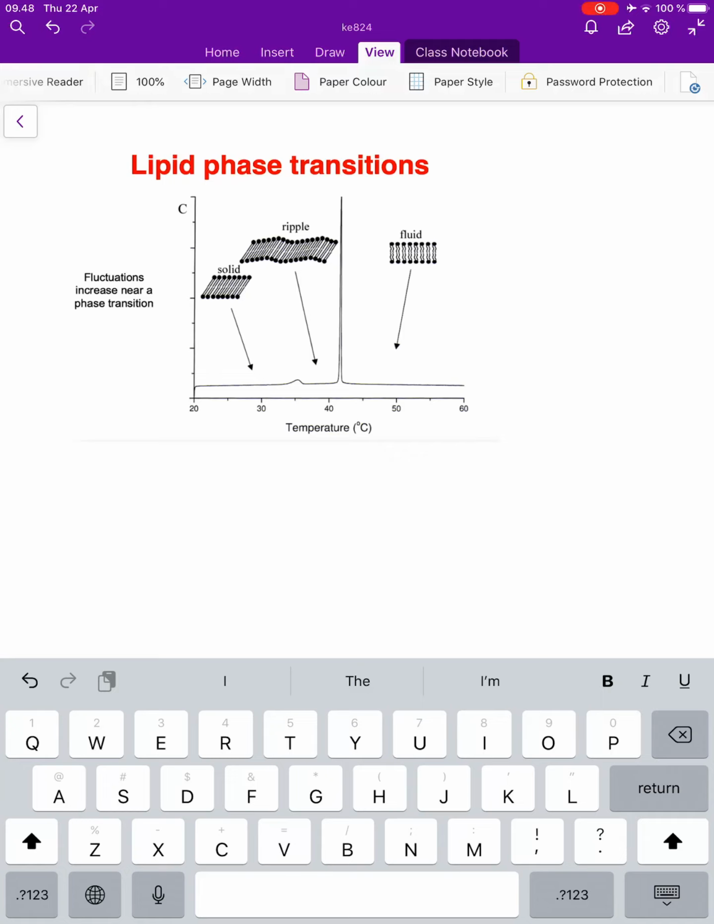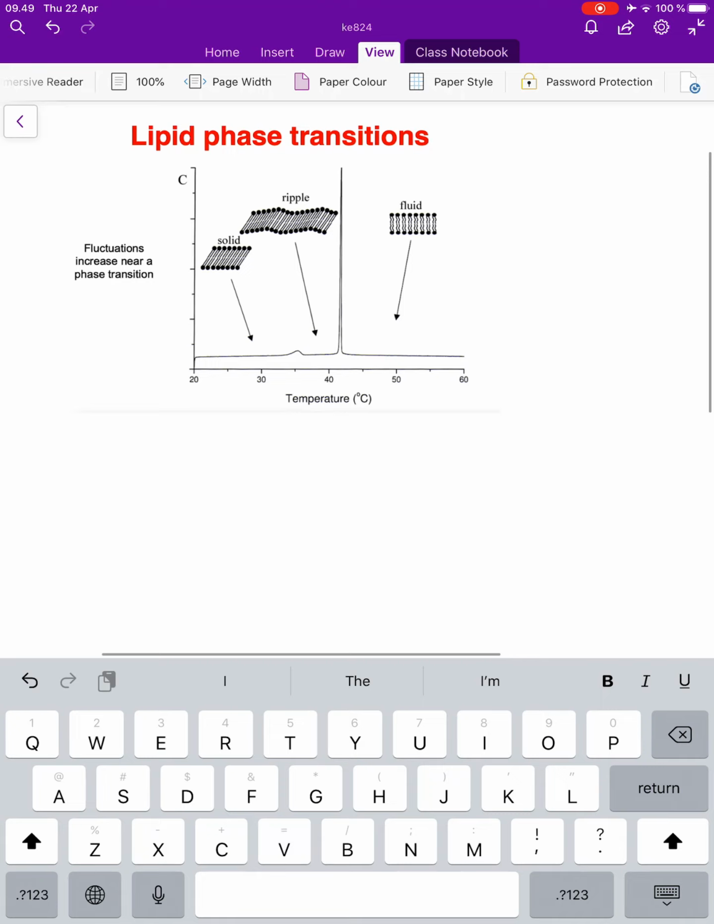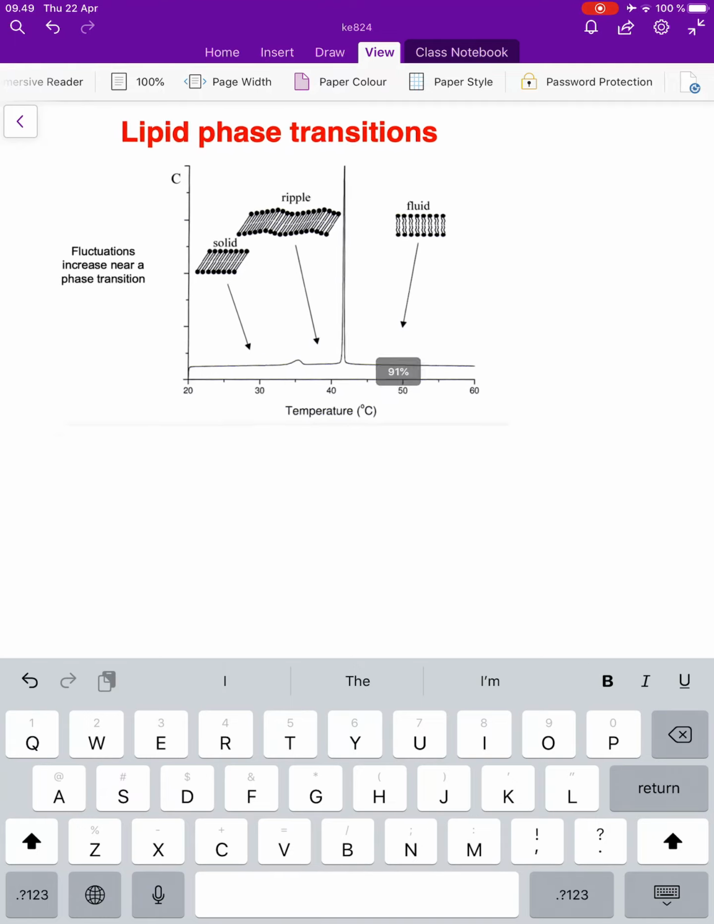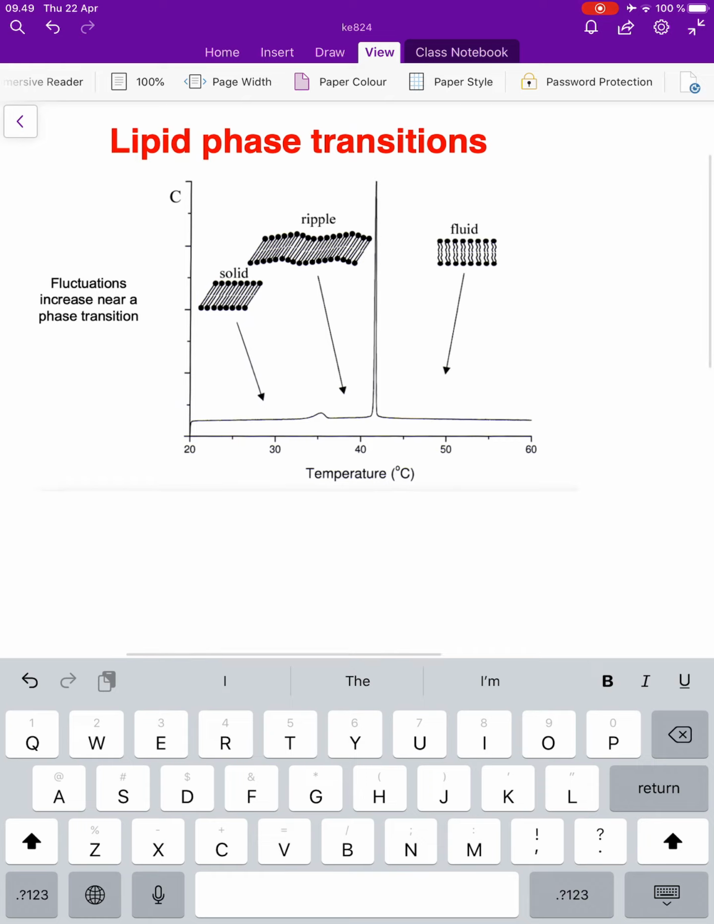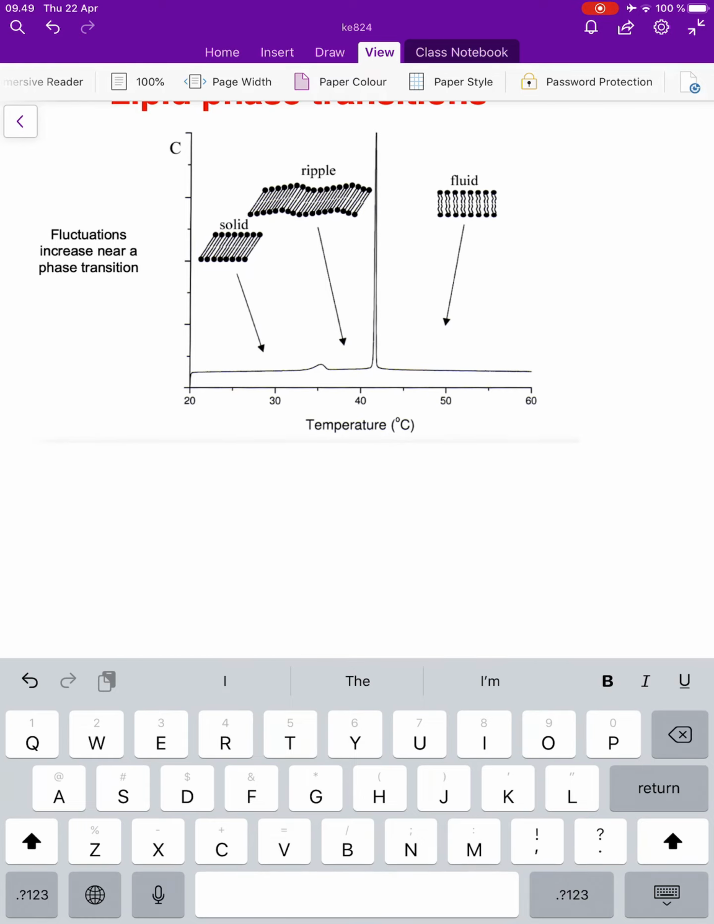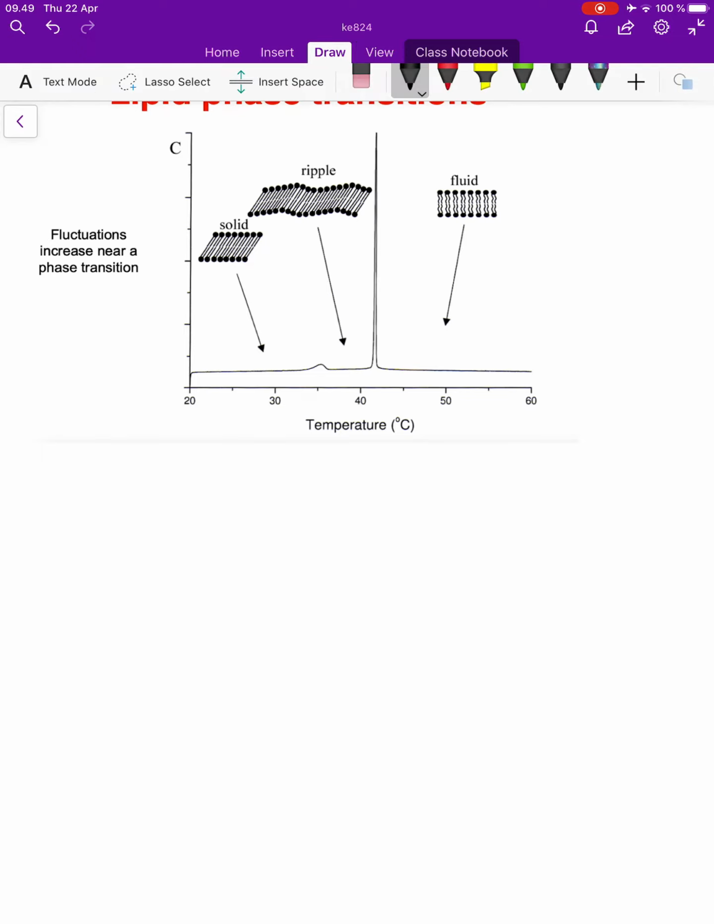So this is a very short note about phase transitions in lipids and what properties we can measure in simulations to report on these phases. Just like any liquid such as water, lipids also have phase transitions. What you're looking at here is a simple, single component lipid membrane. On the y-axis is the heat capacity, and on the x-axis is the temperature in degrees centigrade.